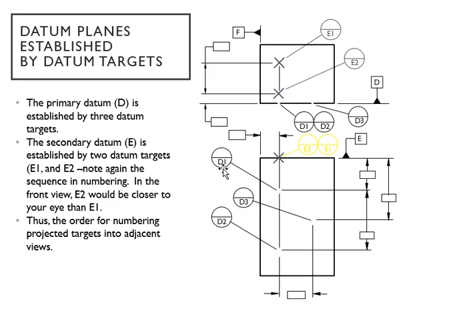Then we'll get into the next one, which is your E. So the primary datum, and then your secondary datum is right there.